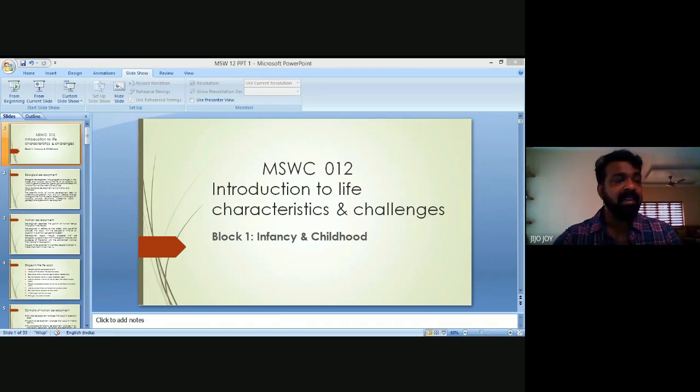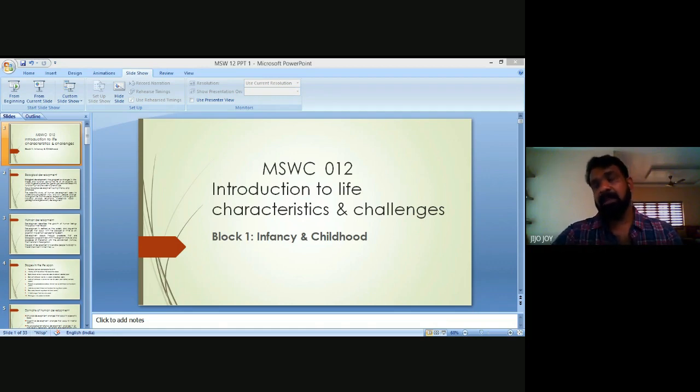Then the prenatal care is there. The prenatal care refers to the care and attention given to pregnant women. Okay, the care and attention given to the pregnant woman is called prenatal care. So I've already told that the initial period, the first stage of life, is very, very important. So we have to give adequate care and attention to the pregnant woman. That is the prenatal care, that includes medical, educational, social and nutritional services.